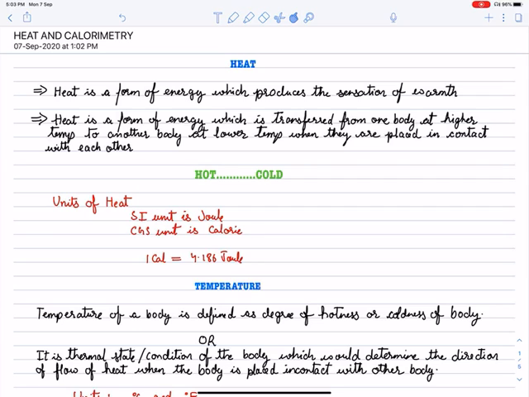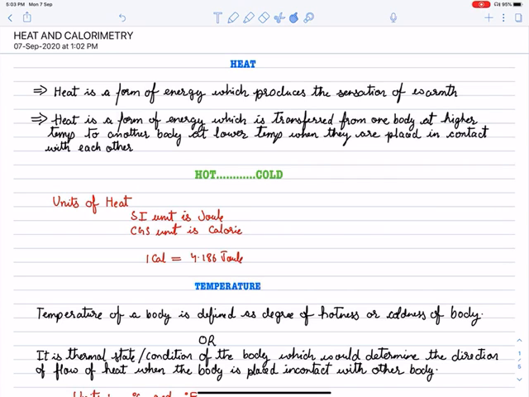Heat is also an energy. So we can make a definition like heat is a form of energy which produces the sensation of warmth. Actually, this is not a physics definition, but you can take it to understand the meaning of heat. Now we will discuss the proper definition of heat. Heat is a form of energy which is transferred from one body at higher temperature to another body at lower temperature when they are placed in contact with each other.